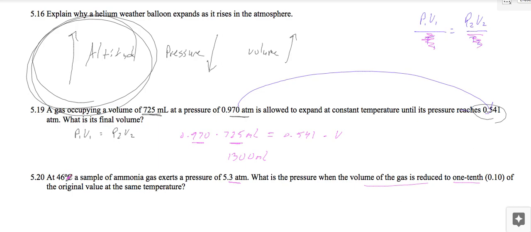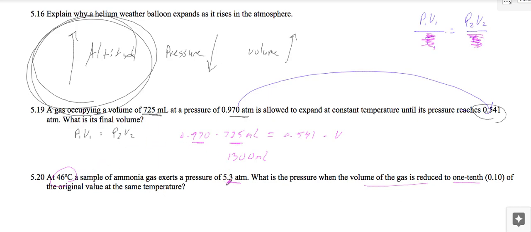The first one is that the temperature never changes. It gives us a temperature, but it doesn't matter because it doesn't change. It's 46 degrees before we do the change. It's 46 degrees after we do the change. And so that means that we get rid of it, and we're still left with Boyle's law. So that temperature is just there to make us think and use our problem-solving skills.